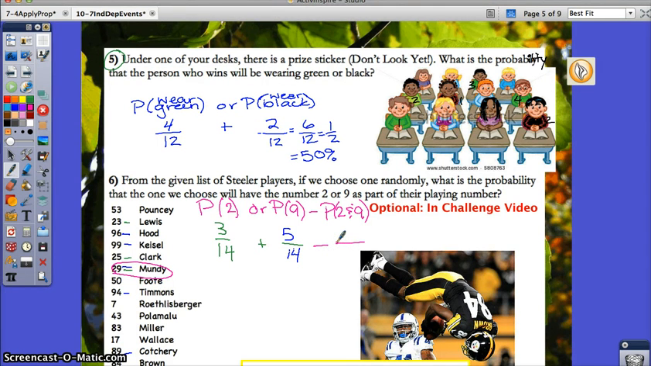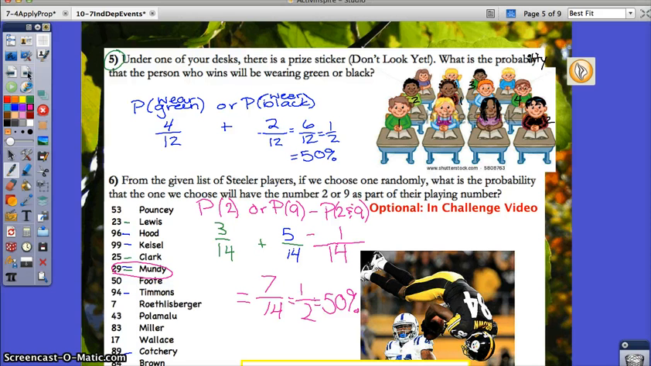Who did we count twice? Monday. There's one player out of the 14 that has both a 2 and a 9. So let's subtract this out. This will be your probability. So you will be covering only mutually exclusive events in this chapter. This is an inclusive event where there's overlap. The events are inclusive with each other. So this would be 8/14 minus 1, or 7/14, which is 1/2, which is 50%. So it actually came out as the same answer as number 5, different problem though.